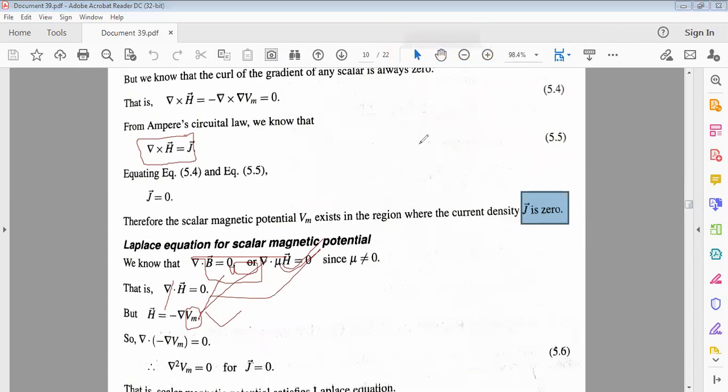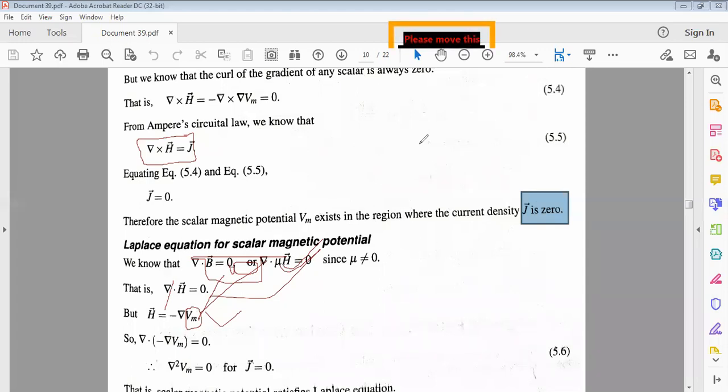Get it? Therefore the scalar magnetic potential Vm exists in the region where the current density is 0. In the same concept, the Laplace and Poisson's equations. Del square V equal to minus rho V by epsilon is the one expression. If the volume charge density rho V tends to 0, then it becomes the Laplace equation, right? So the Laplace equation for a scalar magnetic potential: as we know that del dot B equal to 0, that is the Maxwell second equation, right?